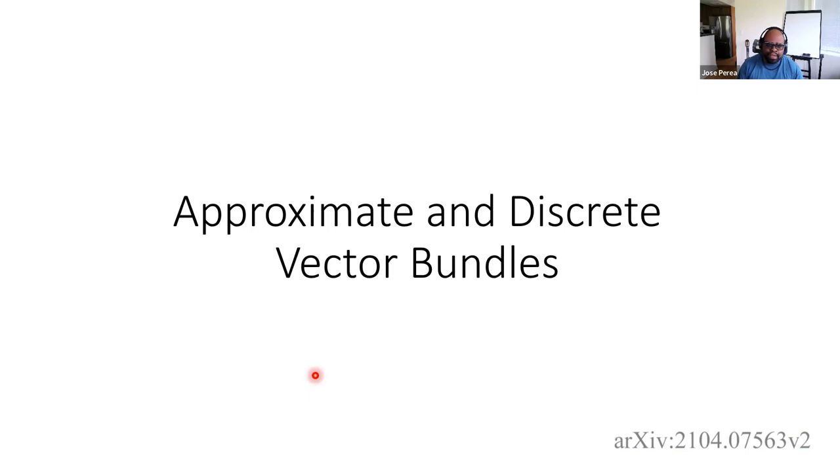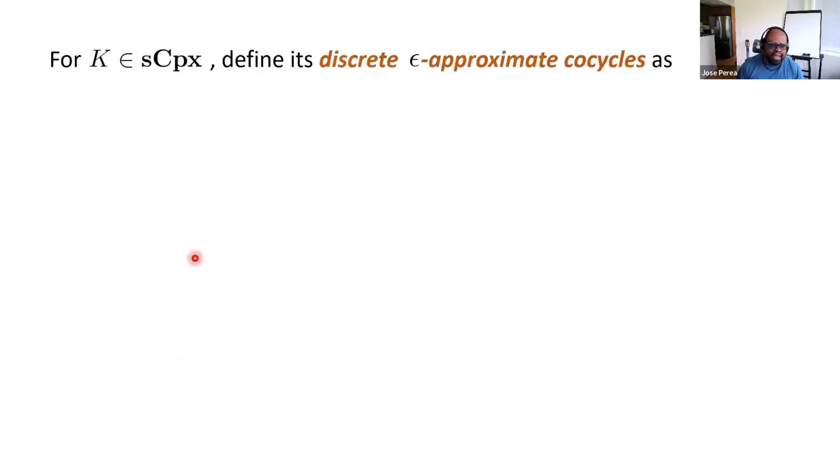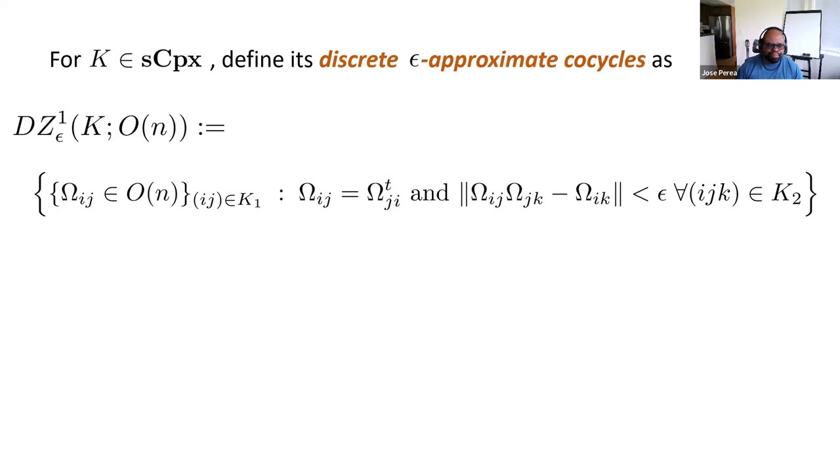So that's the premise. So fix a simplicial complex K, okay? K is a simplicial complex. And we're going to define its discrete epsilon approximate cocycles as the following collection. So this looks scary, but it isn't. Essentially what you're looking at is for every edge of K, you're going to give me one of these matrices omega ij, okay?